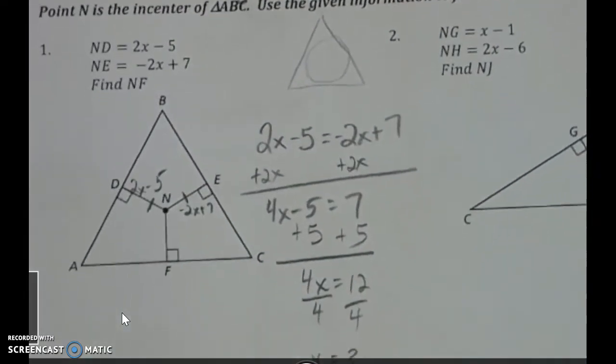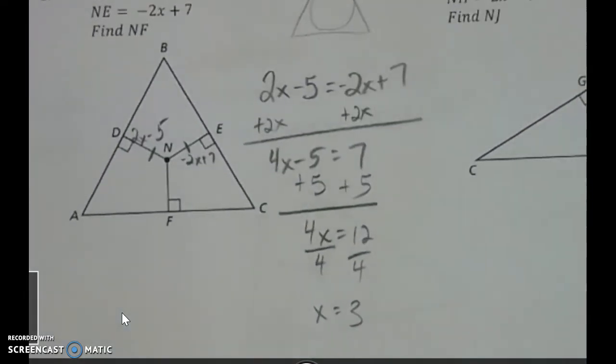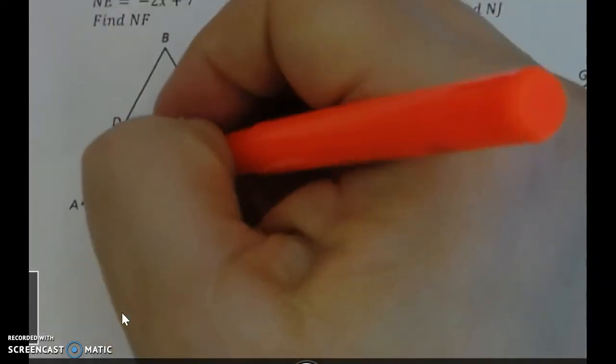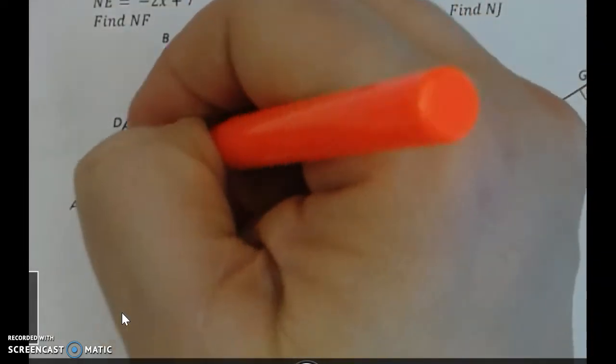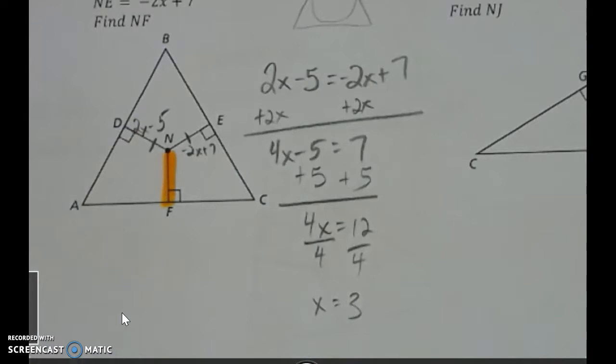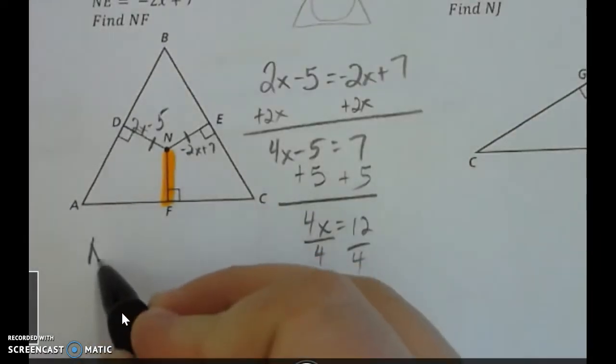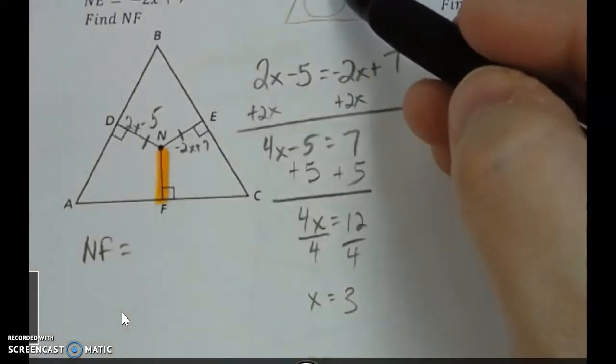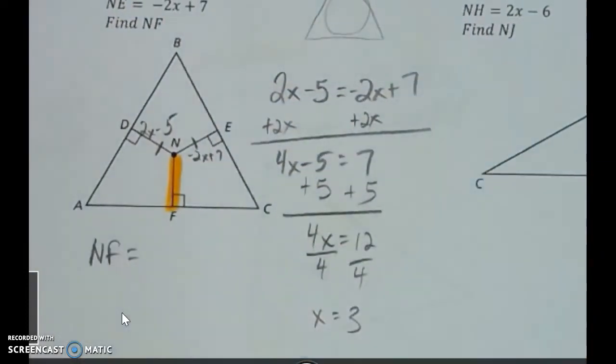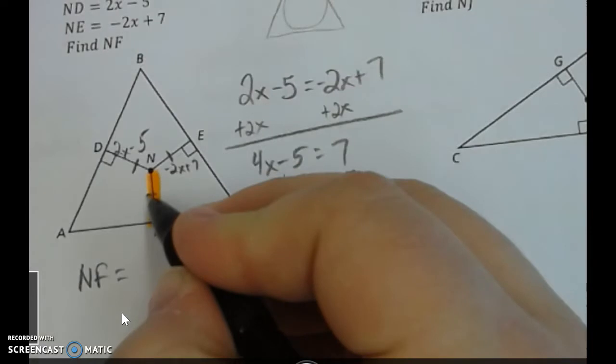Now the problem is the question was not asking for 3. It was asking for this, right there. I don't have a number on there. So how am I supposed to find out what that is? Well, remember the in-center is inside, so those 3 segments are all radiuses, so they're all the same.